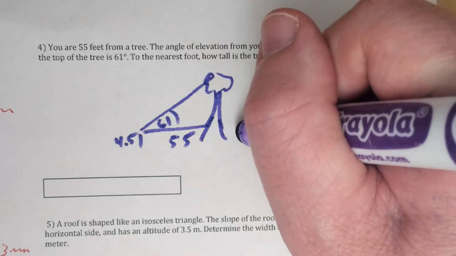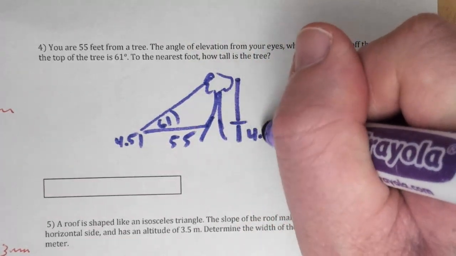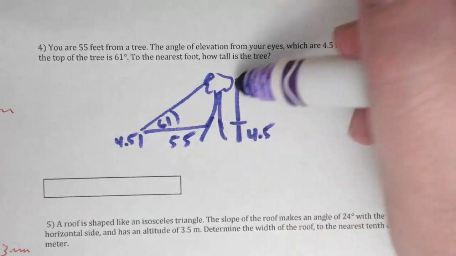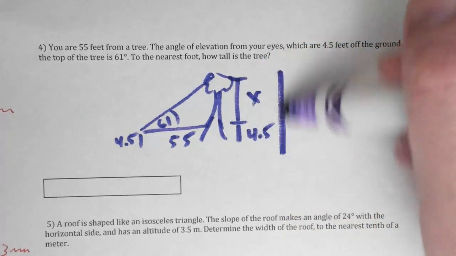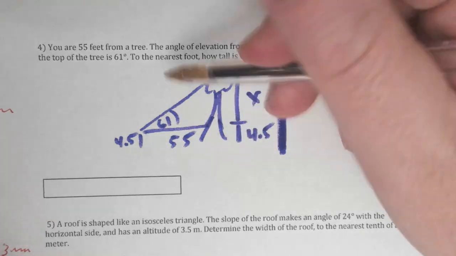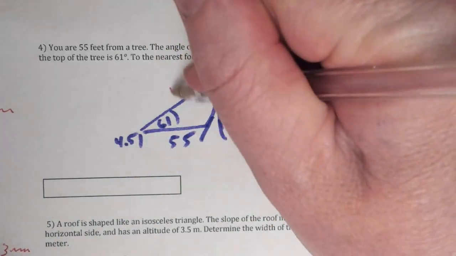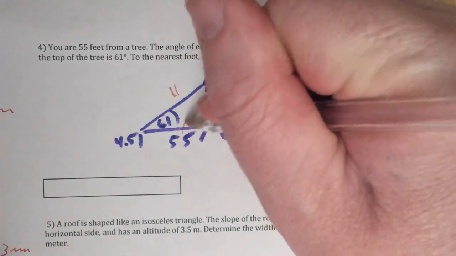Okay, so we're going to focus on this part. We need to find this, but we also know that this is 4.5. We're going to find this, but we want this entire distance after we're done. So we're going to solve for this. This is 55, this is x, so this is h, this is o, and this is a.